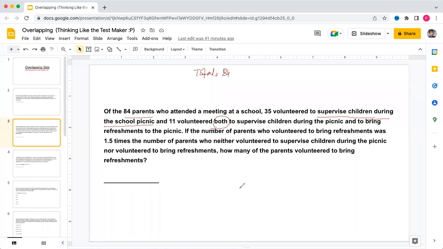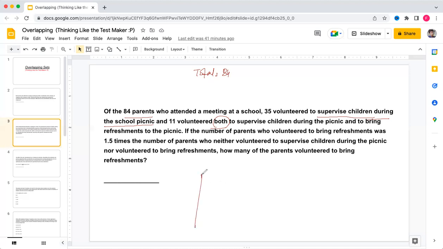So you can solve this using the Venn diagram or using another method. Let's try to solve this first by Venn diagram, and then we'll proceed with the other method. First of all, let's read the statement. The next thing is, if the number of parents who volunteered to bring the refreshments was 1.5 times the number of parents who neither volunteered to supervise nor volunteered to bring the refreshments, how many parents volunteered to bring the refreshments?